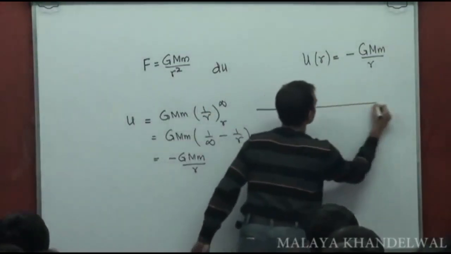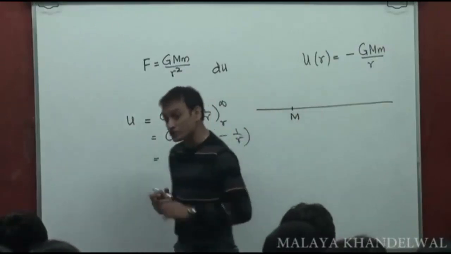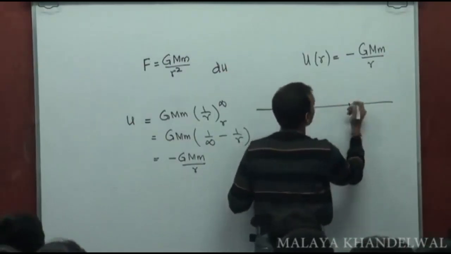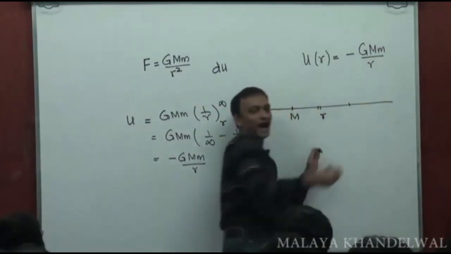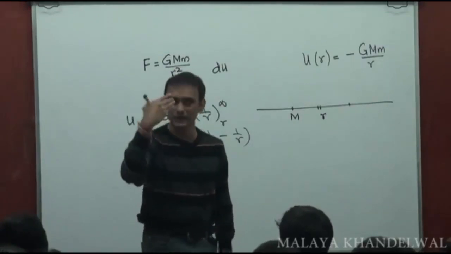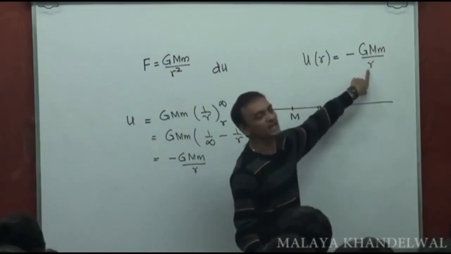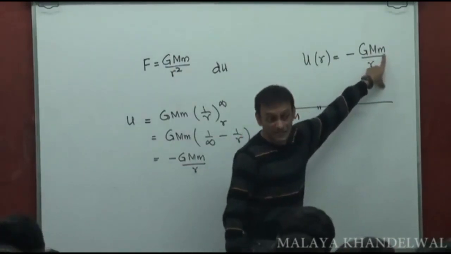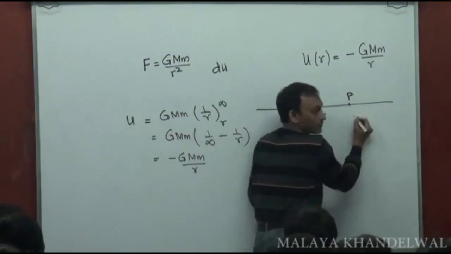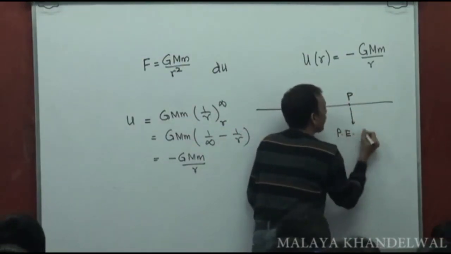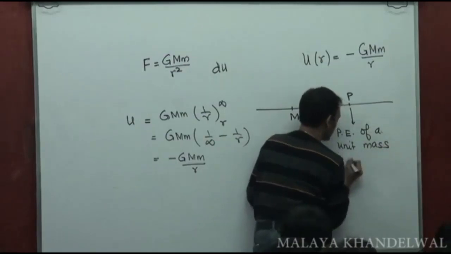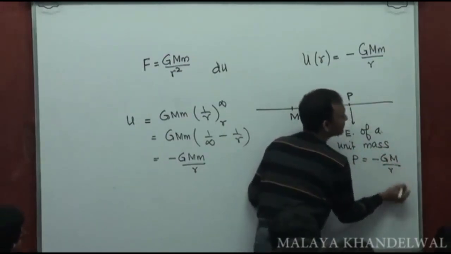So in the gravitational field produced by capital M, the potential energy of a mass small m at a distance small r is going to be minus GMm by r. But if small m was 1, for a unit mass, the potential energy is going to be minus GM by r. So for a mass m equal to 1 unit, what will be the potential energy at this point P? The potential energy of a unit mass at P is minus GM by r.